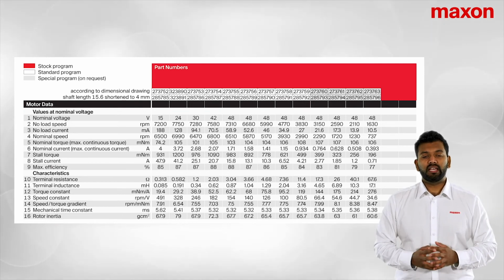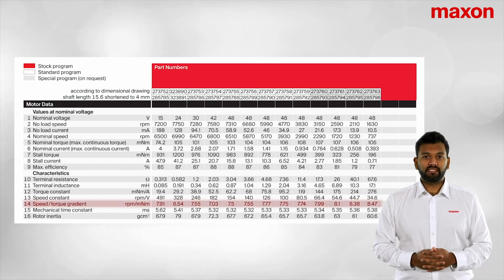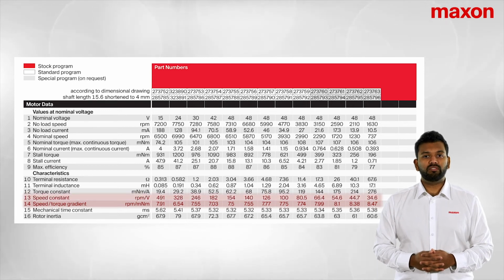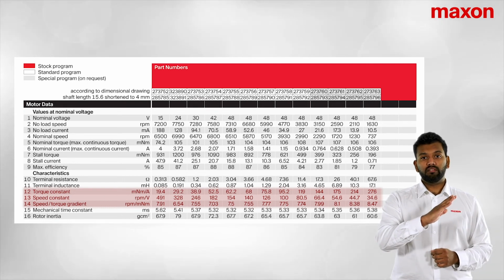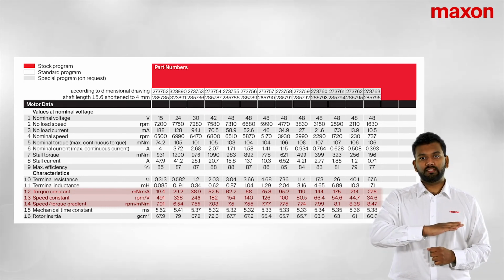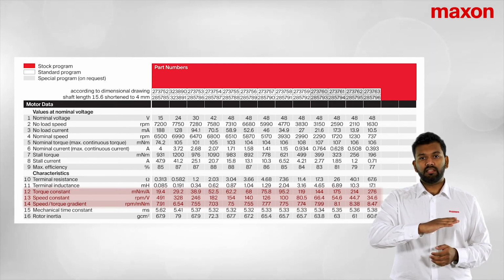Another data point to look at is the speed torque gradient. This is derived from the speed constant and torque constant. If you were to plot both of those on a graph, you either get a steep line or one that's more in level with the x-axis. The one that's more in level with the x-axis indicates that it's a stronger motor.